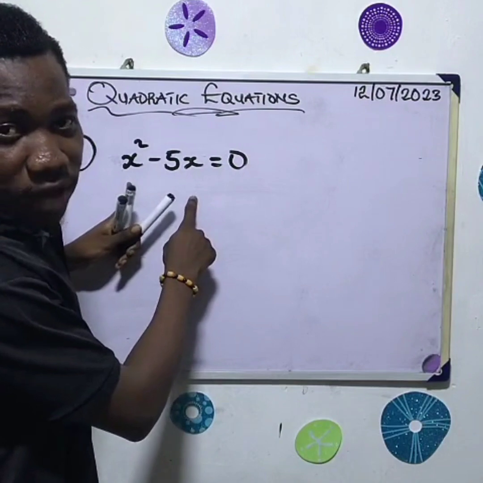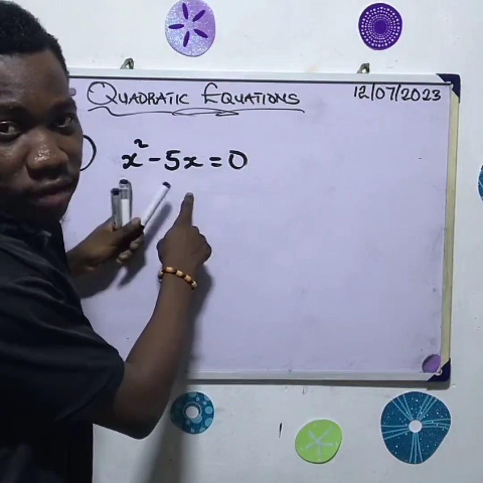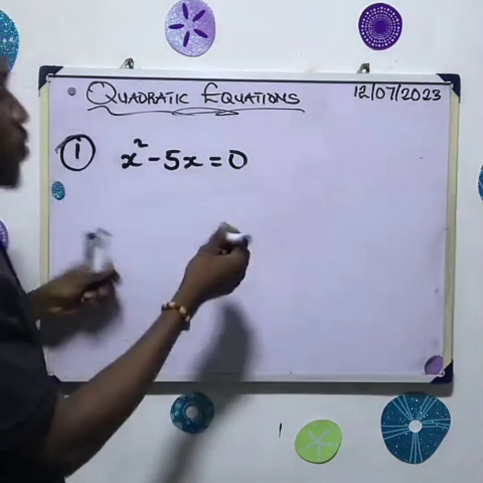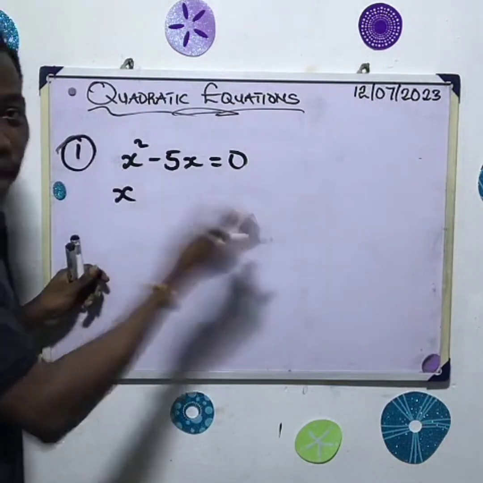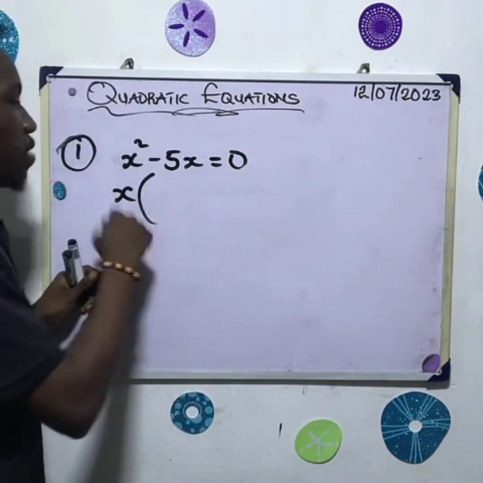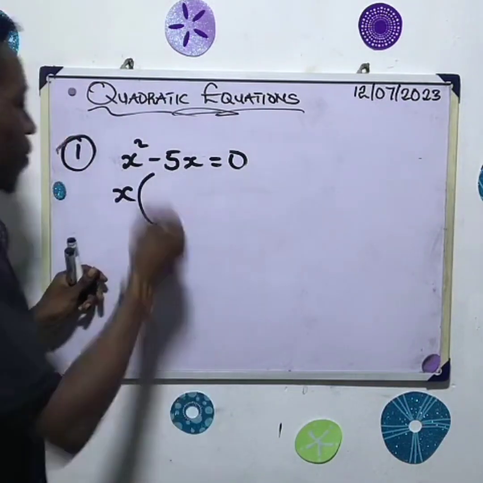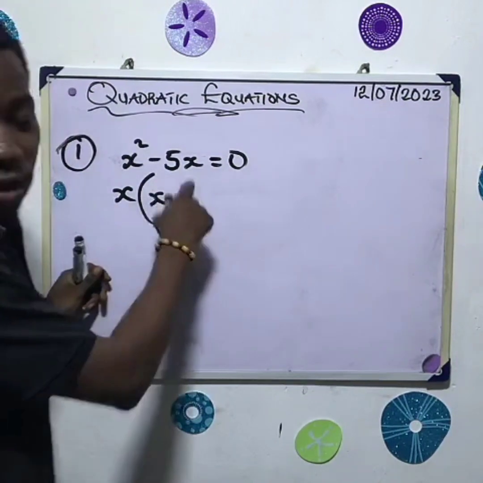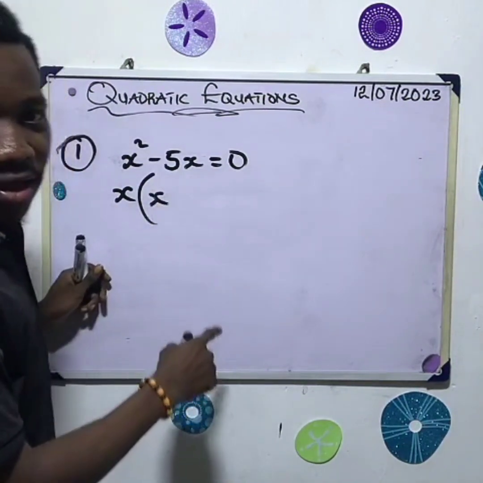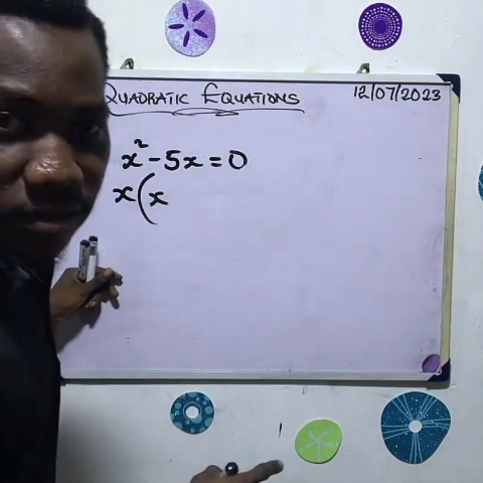So, what is the common factor here? There's x, there's no number, so the only common factor here is x. So, you want to factor out x, right? So, x times what will give you x squared? X times x. Then x times what will give you minus 5x? Is minus 5.